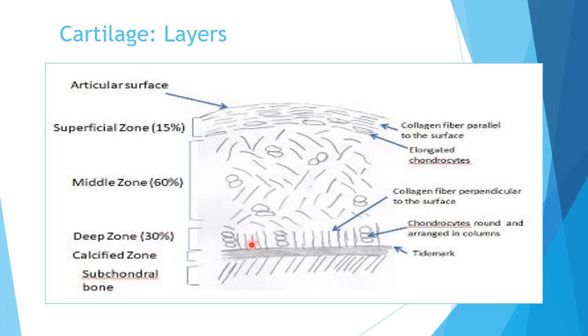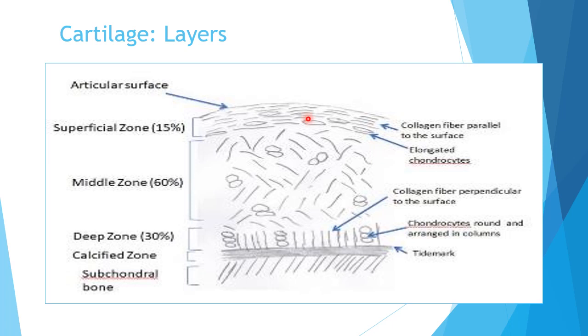The collagen fibers here are perpendicular to the articular surface. So in the superficial zone it was parallel, in the deep zone it is perpendicular to the articular surface. And if you see, the cells in this layer are more than the cells in the superficial zone, and the cells are aligned in columns that are also perpendicular to the joint. So the cells are more numerous, and they are lined up in columns perpendicular to the articular cartilage. It has the highest concentration of proteoglycan. So this layer has the highest concentration of proteoglycan. However, it has the lowest concentration of water.